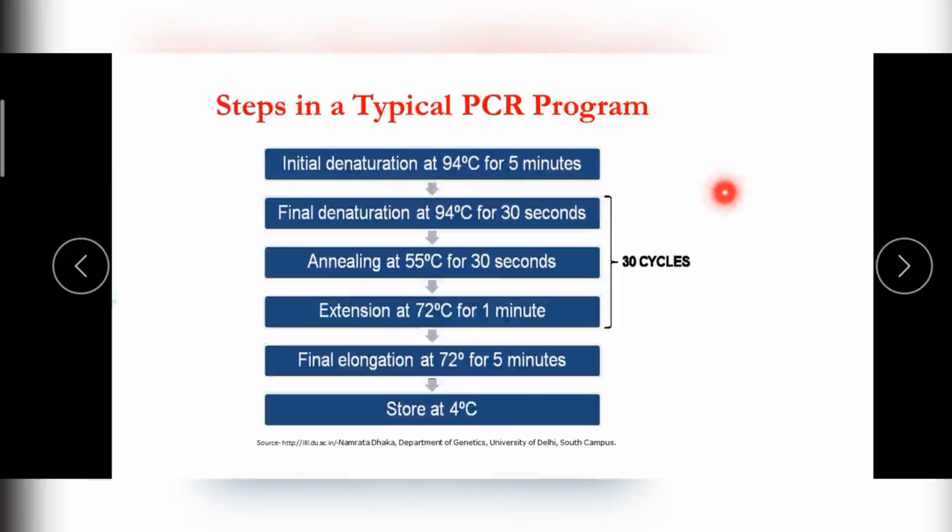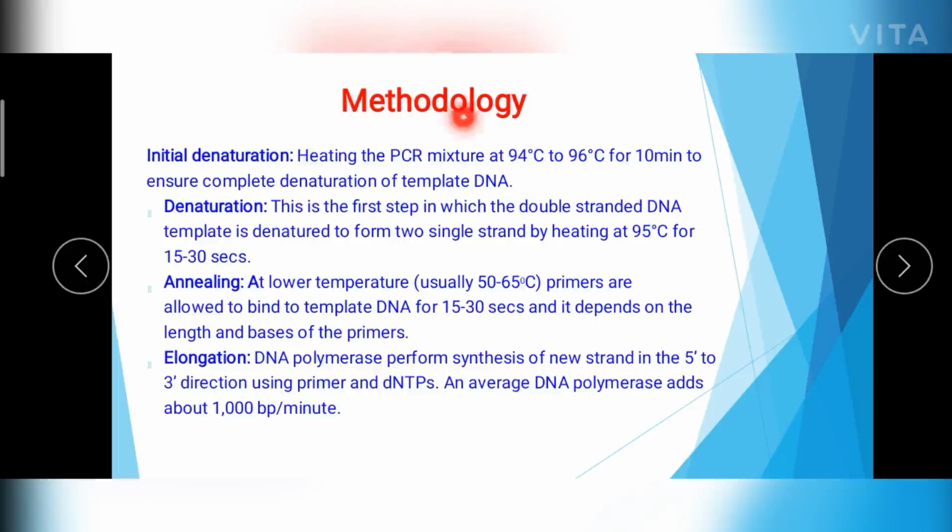Initial denaturation at 94 degrees centigrade for 5 minutes, then denaturation at 94 degrees centigrade for 30 seconds, annealing at 55 degrees centigrade for 30 seconds, extension at 72 degrees centigrade for 1 minute, and final elongation at 72 degrees centigrade for 5 minutes. At the end, after 30 cycles of this three-step reaction, you will get millions of copies of DNA, which are stored at a temperature of 4 degrees centigrade. Now let's see the methodology and discuss each step in detail.